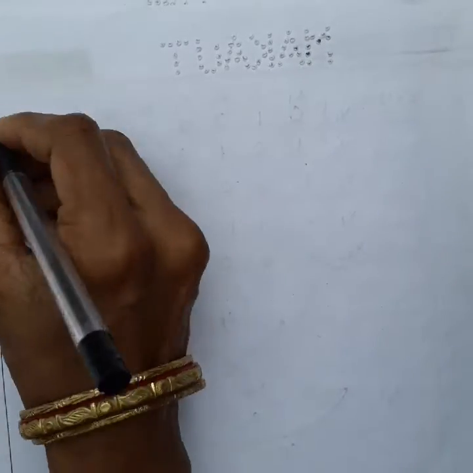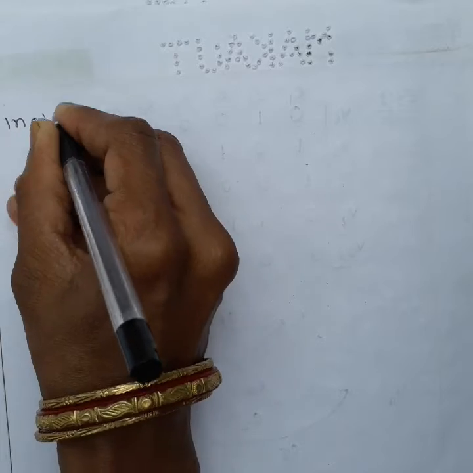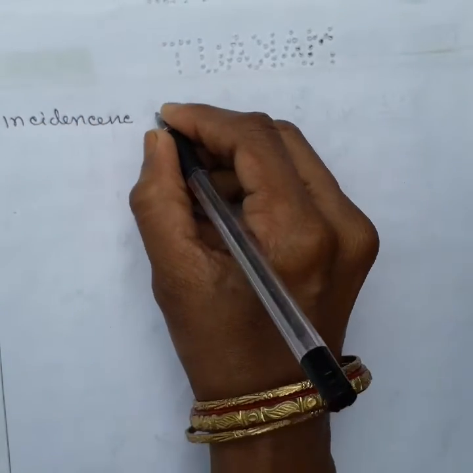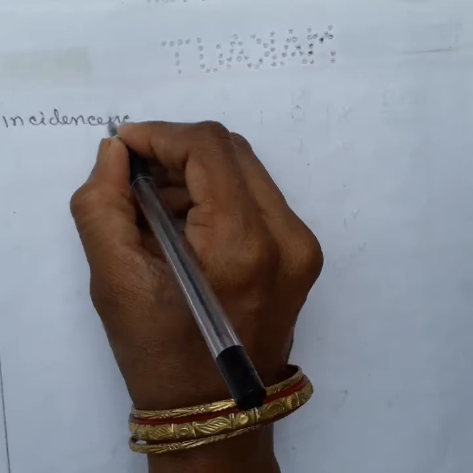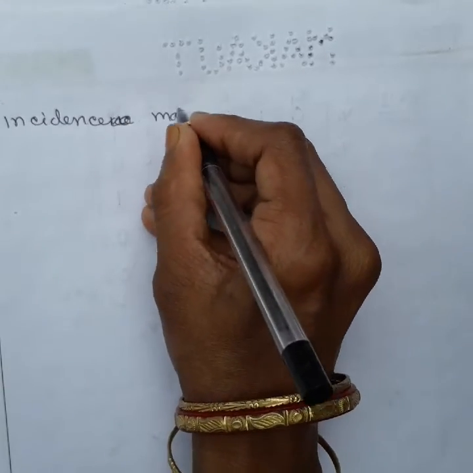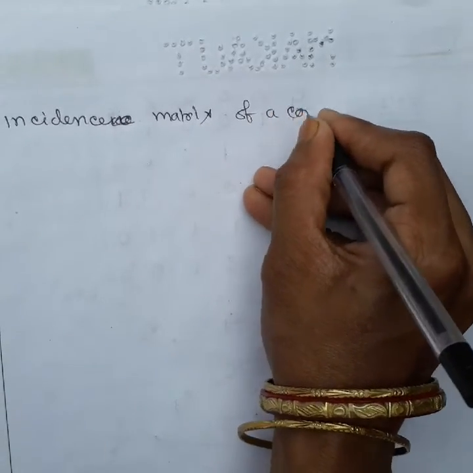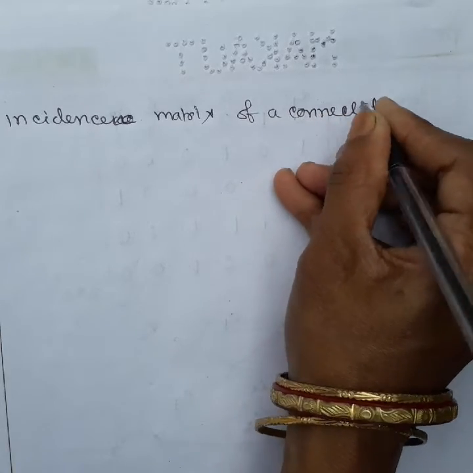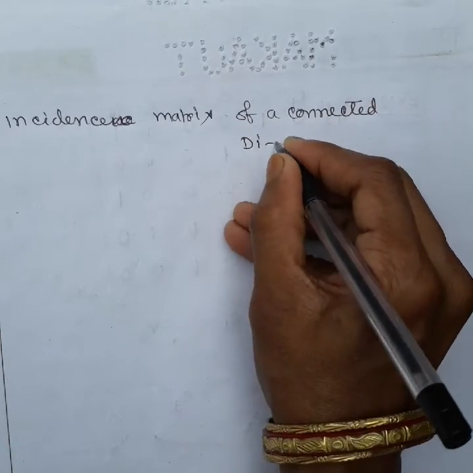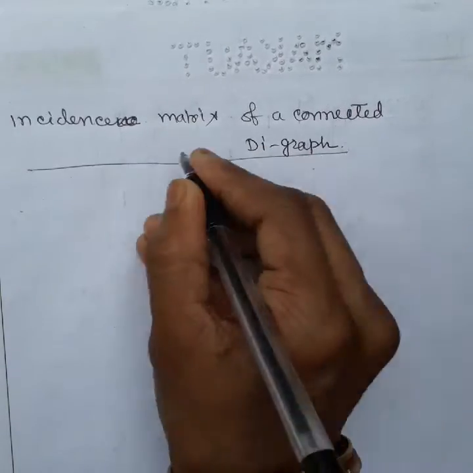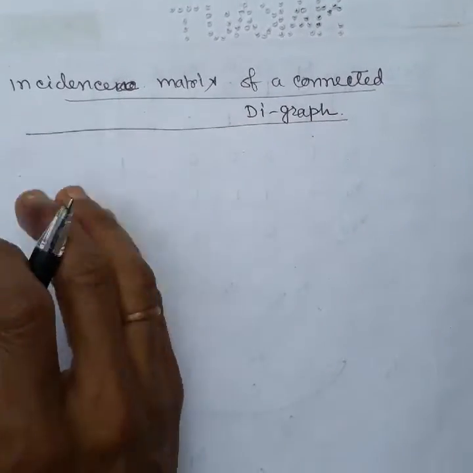Now we can find the incidence matrix of a connected digraph. Okay, so how can we find the incidence matrix from a digraph?